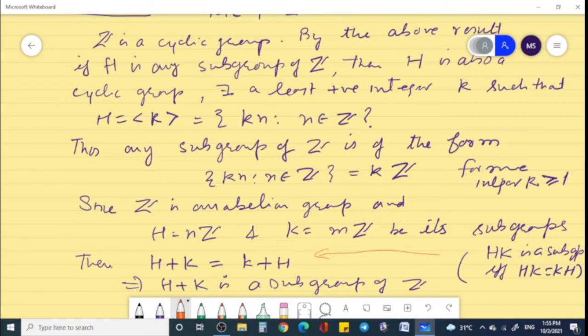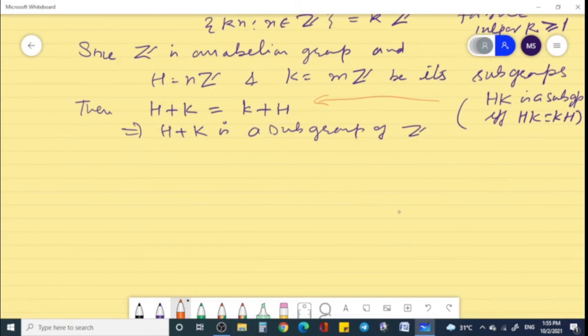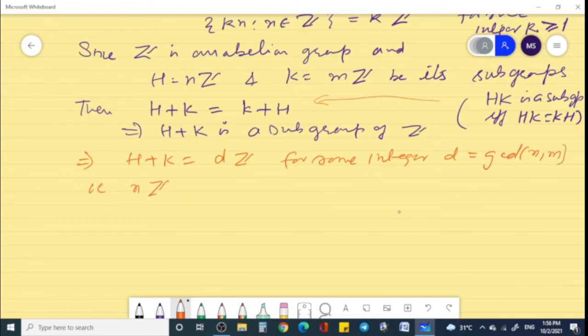Because we are dealing with an additive group, the set of integers is a group under addition, and it is a cyclic group, so it is abelian also. So this is a subgroup of Z. That implies H plus K equals dZ for some integer d, that will be the GCD of n and m. This can be verified easily, that is nZ plus mZ is equal to dZ, where d is the GCD of n and m.